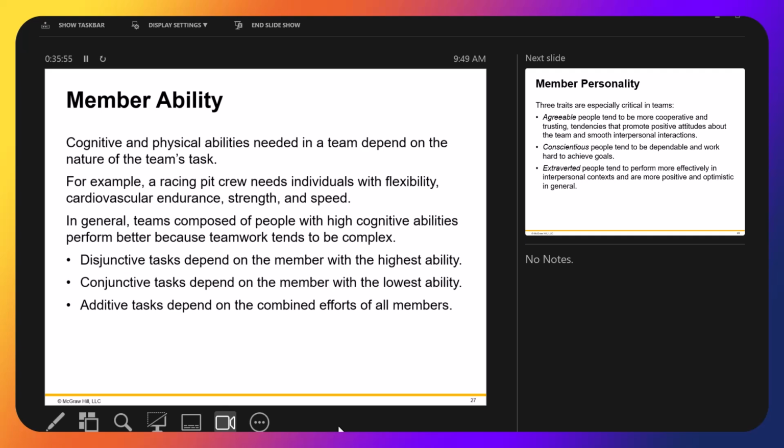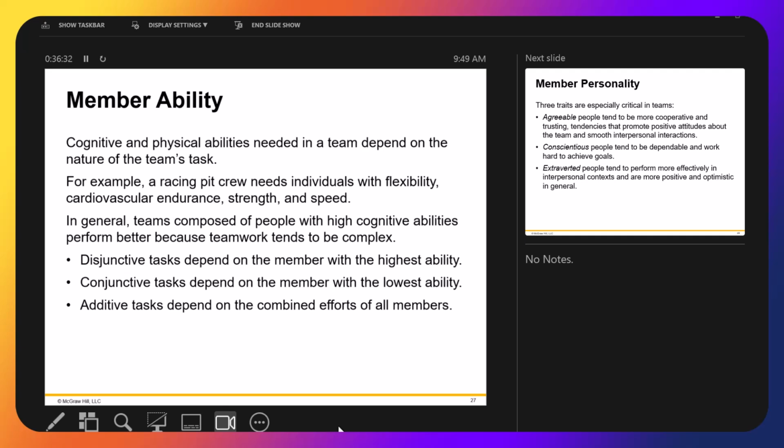Member ability. Cognitive and physical abilities needed in a team depend on the nature of the team's task. For example, a racing pit crew needs individuals with flexibility, cardiovascular endurance, strength, and speed. In general, teams composed of people with high cognitive abilities perform better because teamwork tends to be complex. Disjunctive tasks depend on the member with the highest ability. Conjunctive tasks depend on the member with the lowest ability. Additive tasks depend on the combined efforts of all.